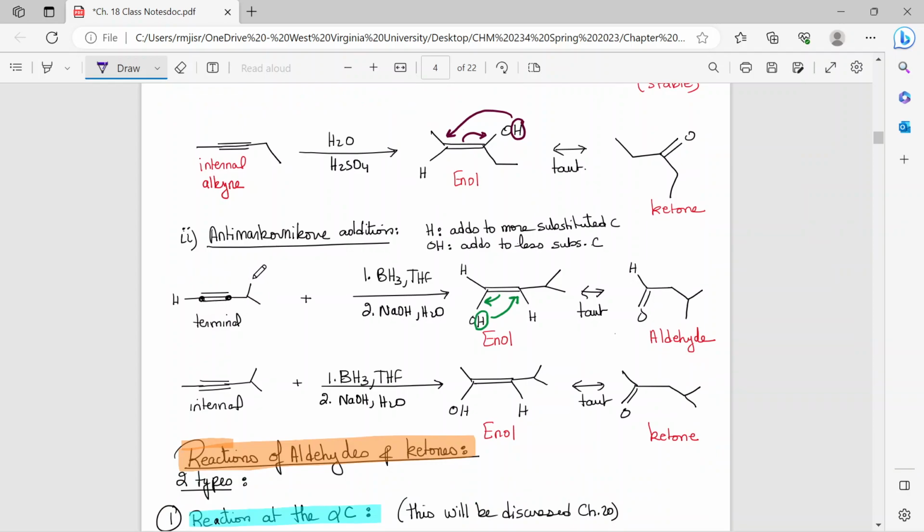We can also do hydration by anti-Markovnikov. We are still in chapter 9 here, but the product now is going to be an aldehyde after the tautomerization. This is an anti-Markovnikov reaction, so hydrogen will add to the most substituted carbon. Hydrogen will add here, and the OH will add there. We're still going to get the enol, and you're still going to do the tautomerization, and you're going to get the aldehyde in this case only for terminal alkynes. For internal ones, you are going to get the ketone.